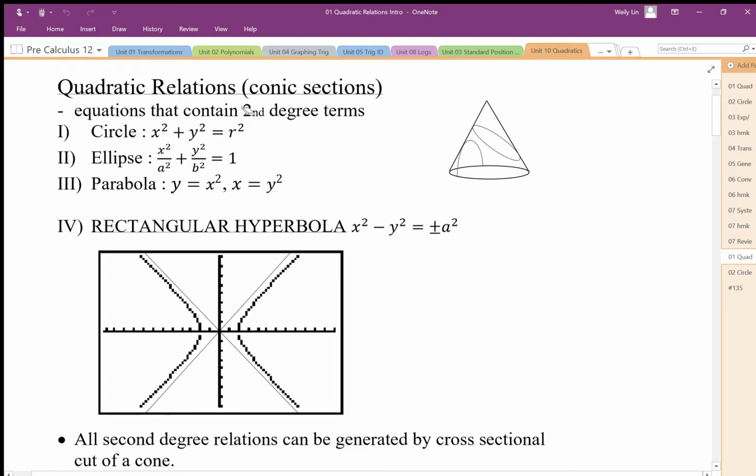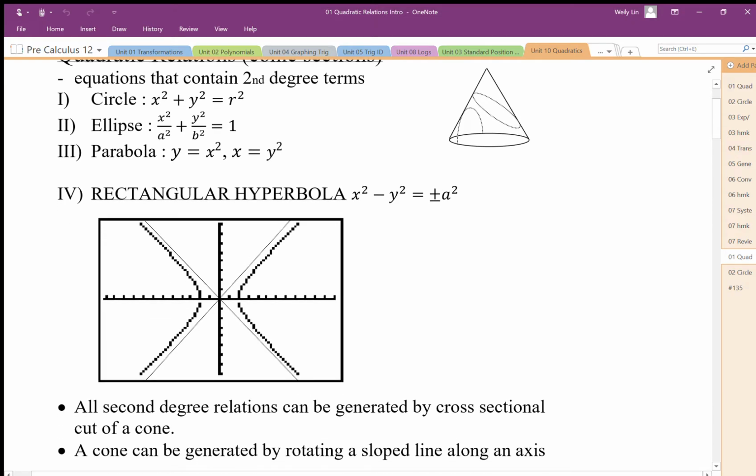So the quadratic relations we're going to deal with are the circle, okay, and it's related to an ellipse. So circles and ellipses are essentially the same thing, except the ellipse is an expansion and compression of a circle. The other one is a parabola, and we've dealt with parabolas along the y-axis here, but we could also deal with parabolas along the x-axis, or sideways parabolas. So we will introduce those as well.